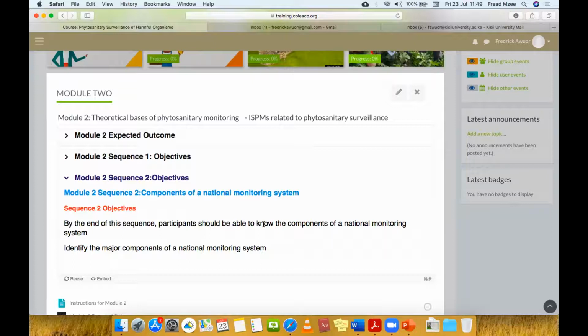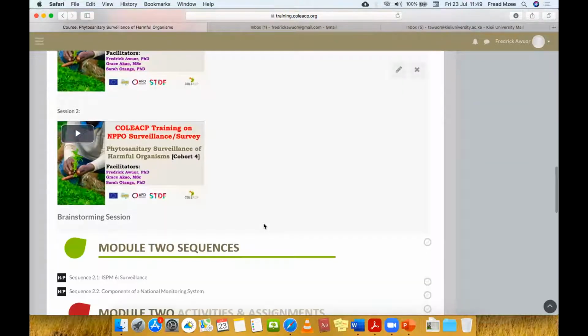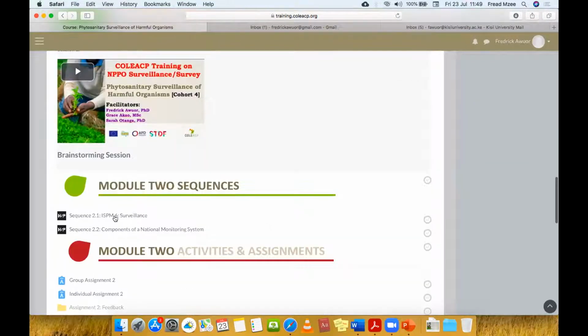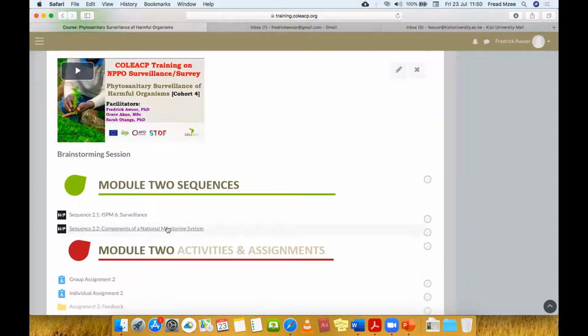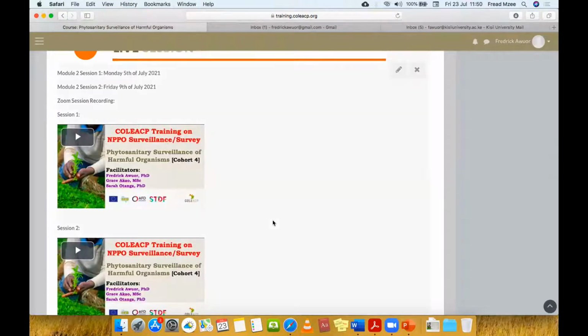We also contextualized for you pest surveillance in the context of a national monitoring system, in a generalized case of any structure, so that you're able to domesticate this for your own NPPO. And of course, the assignments are available. You see here, we focused on ISPM 6, which is actually the basis for surveillance, and then on the national monitoring system. The recordings are here for your reference in case you missed something.